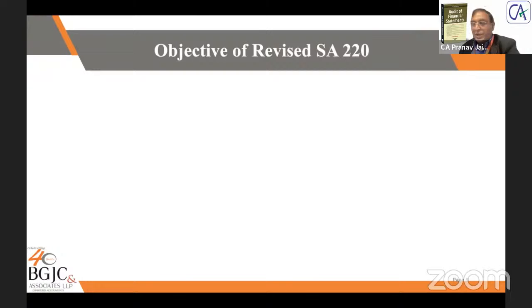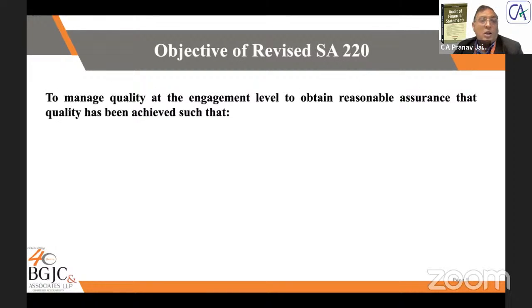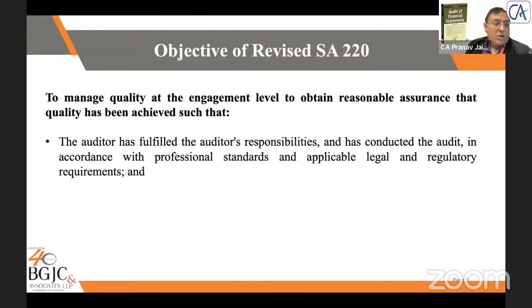So when we talk of the objectives of revised SA 220, the primary objective is to manage quality at the engagement level to obtain reasonable assurance that quality has been achieved, such that the auditor has fulfilled the auditor's responsibilities and has conducted the audit in accordance with the professional standards and applicable legal and regulatory requirements.